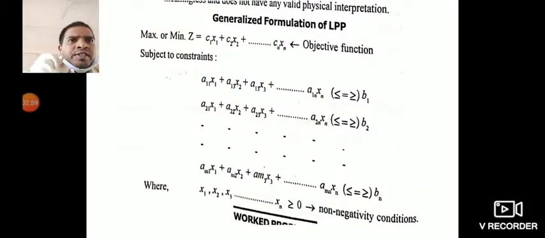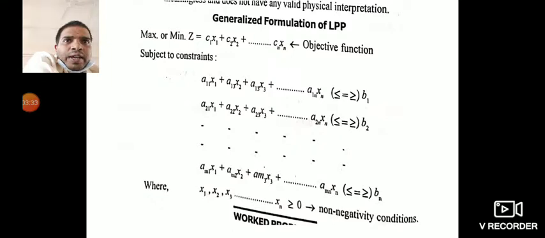Next is the basic structure of the generalized formulation of the LPP. The first line is the objective function, which may be either maximization or minimization. The Z equation involves the costs c1 x1 plus and so on, with the decision variables. You need to define the objective function considering the decision variables x1, x2, x3, like this.